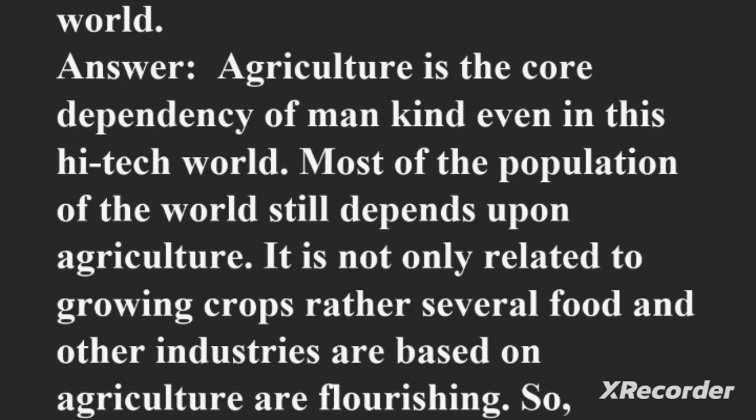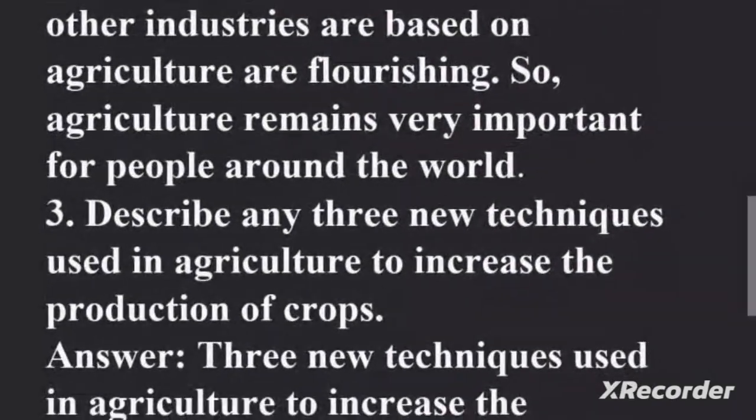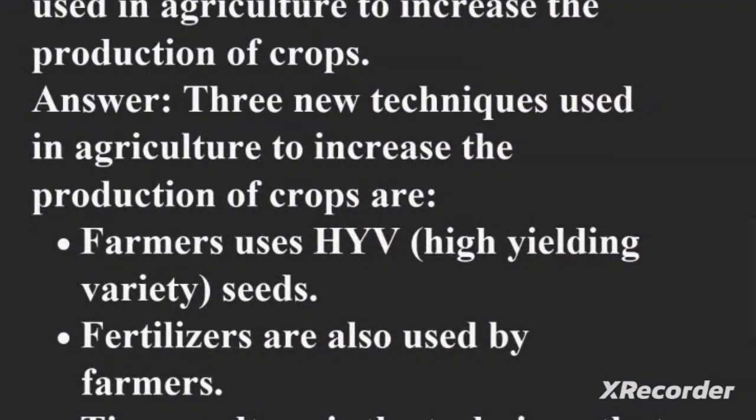Coming to the next question. Describe any three new techniques used in agriculture to increase the production of crops. Three new techniques used in agriculture to increase the production of crops are: farmers are using HYV, high yielding variety seeds. The seeds, those are high yielding, giving much more crop than before. Fertilizers are also used by farmers, and tissue culture is a technique that is also used to increase production.